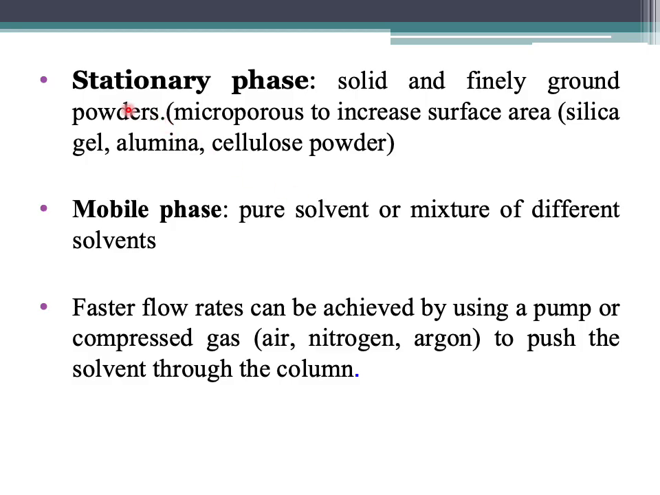Okay, stationary phase for the column chromatography should be solid and finely ground powder. This is microporous to increase the surface area. For example, silica gel, alumina and cellulose powder. But for the mobile phase, it's a pure solvent or mixture of different solvents. So faster flow rates can be achieved by using a pump or compressed gas, air, nitrogen or argon to push the solvent through the column. Kita kadang-kadang kita letak bawah compressed gas supaya dia lalu kolom tu lebih cepat.